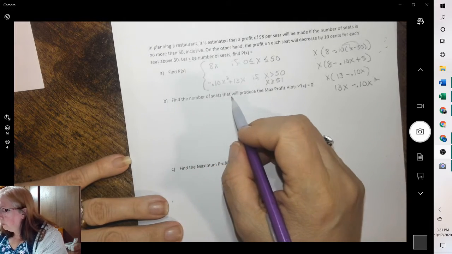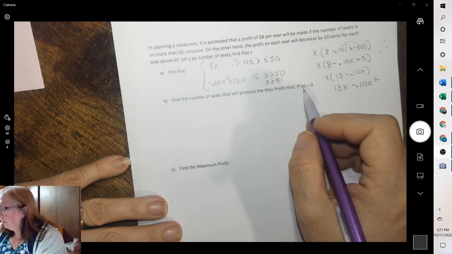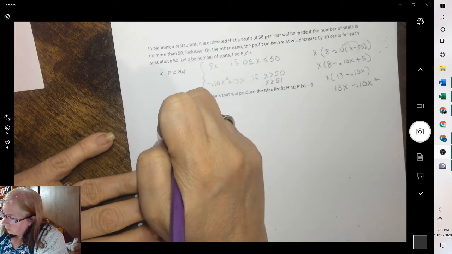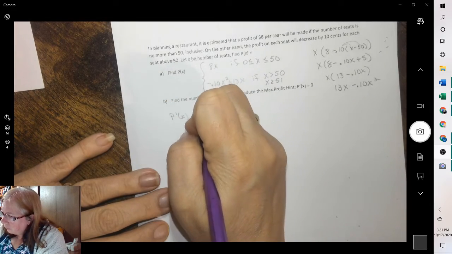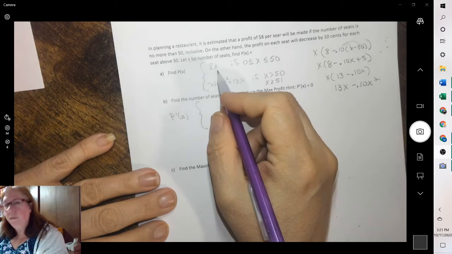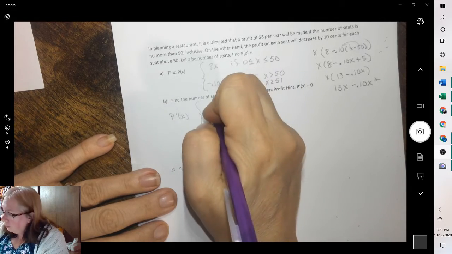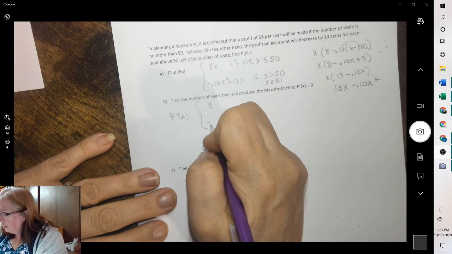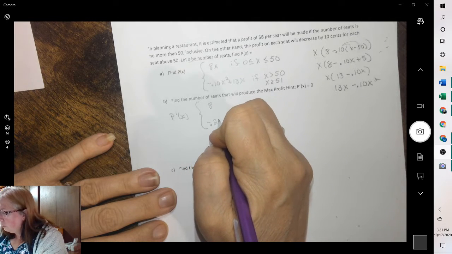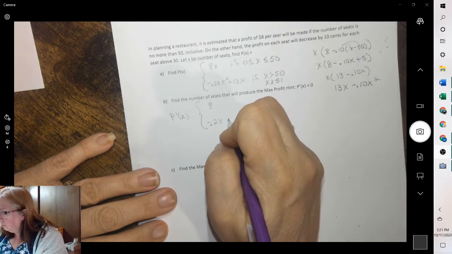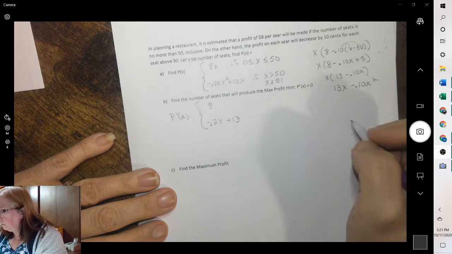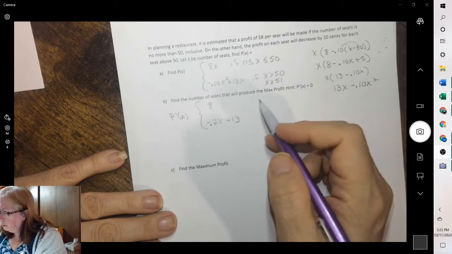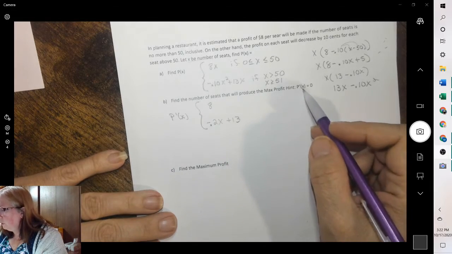Find the number of seats that will produce a maximum profit. Hint, take the derivative and set it equal to 0. So let's take the derivative. The derivative of the first one, 8x, is just 8. Taking the derivative of the second one, we have negative 0.2x plus 13. And we want to find the number of seats that will produce the maximum profit.